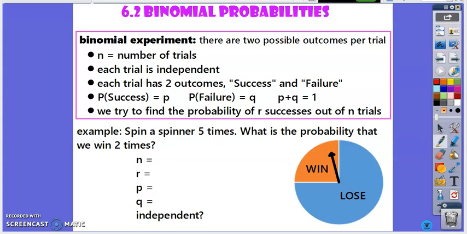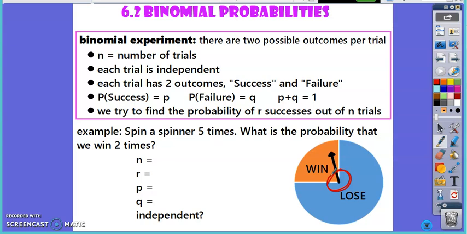So if we were spinning this spinner, either you win or you lose. That's classic binomial. It's also independent because landing on a win doesn't affect your next spin, and vice versa. So let's say we spin it 5 times. What's the probability that you win exactly 2 times?